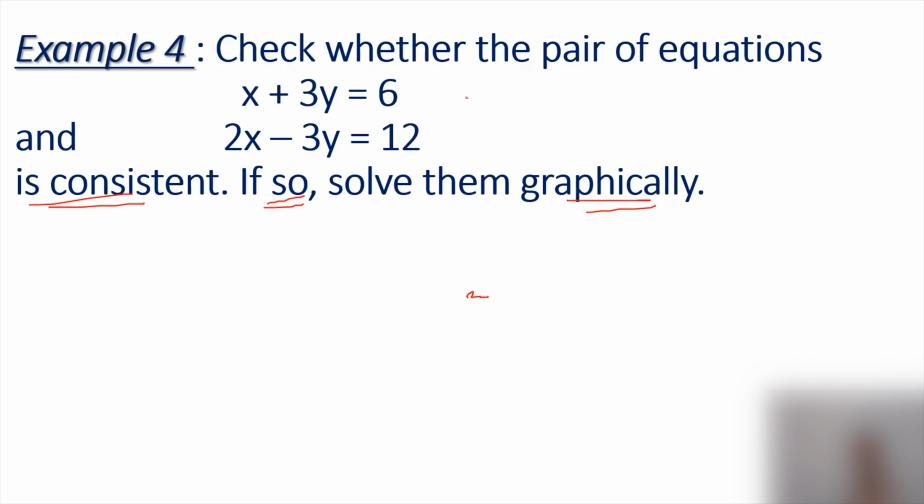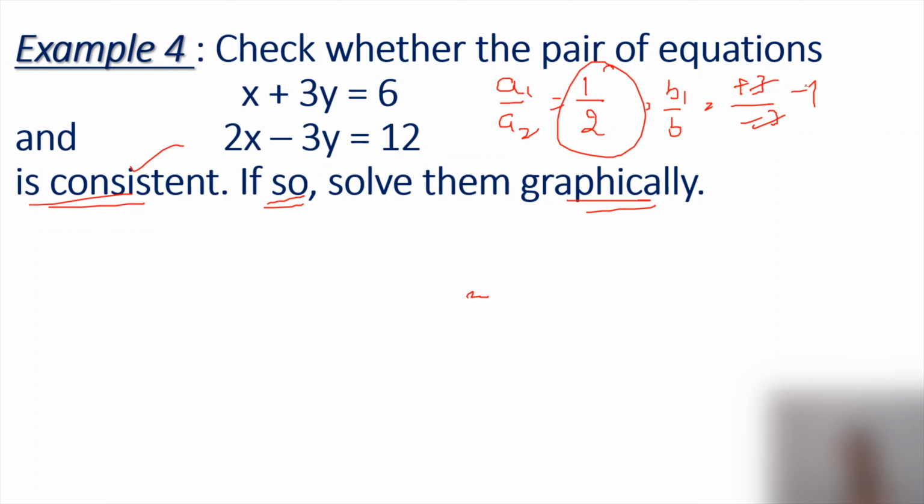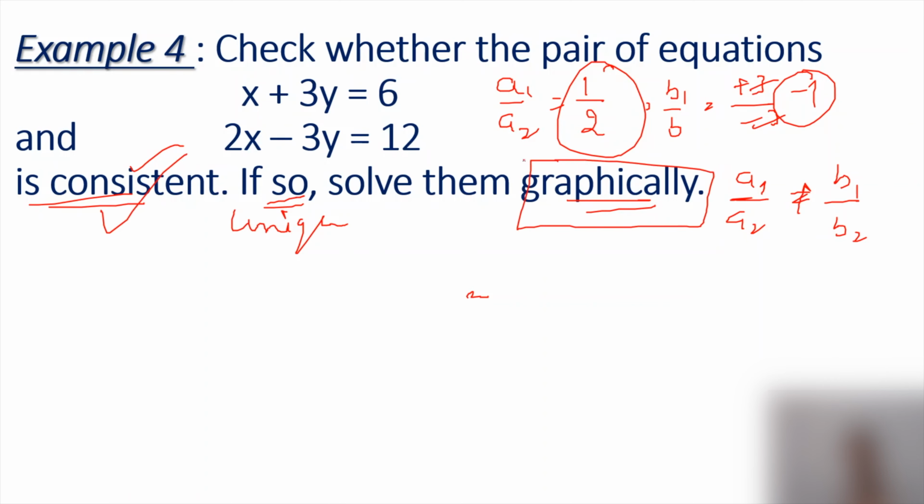Let's see, very first, for consistent or inconsistent, we need to find the ratio of the coefficients. Now a1 upon a2 is equal to the coefficient of x, meaning 1 upon 2. b1 upon b2 is equal to plus 3 upon minus 3, that is equal to minus 1. a1 upon a2 is not equal to b1 upon b2. Therefore, we can say that it has a unique solution. Unique solution means it is consistent. So for this we will be drawing the graph.